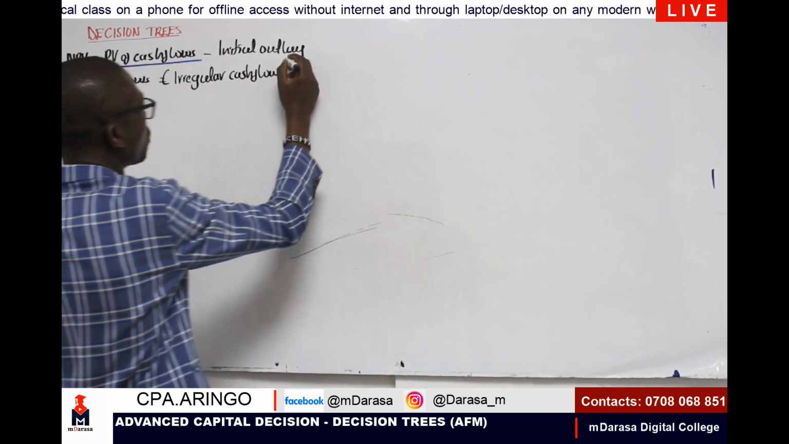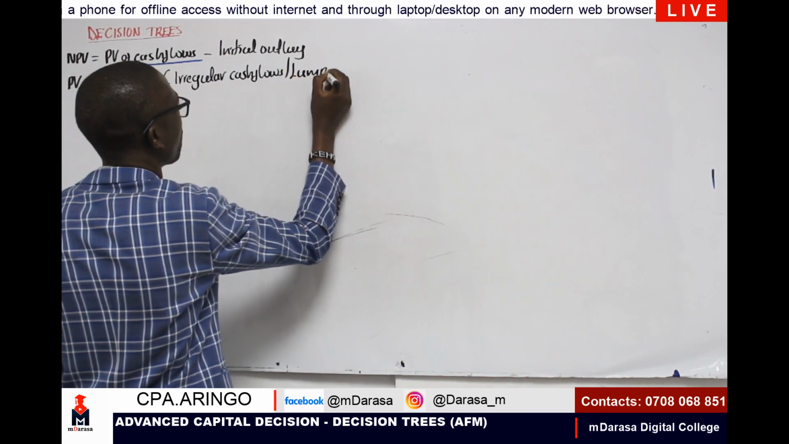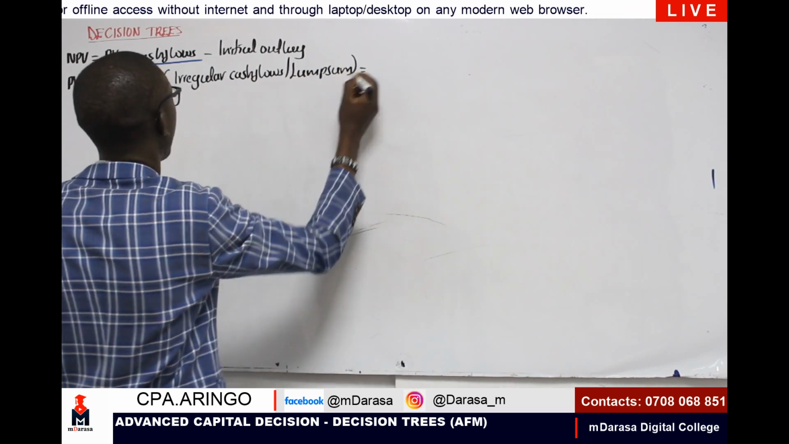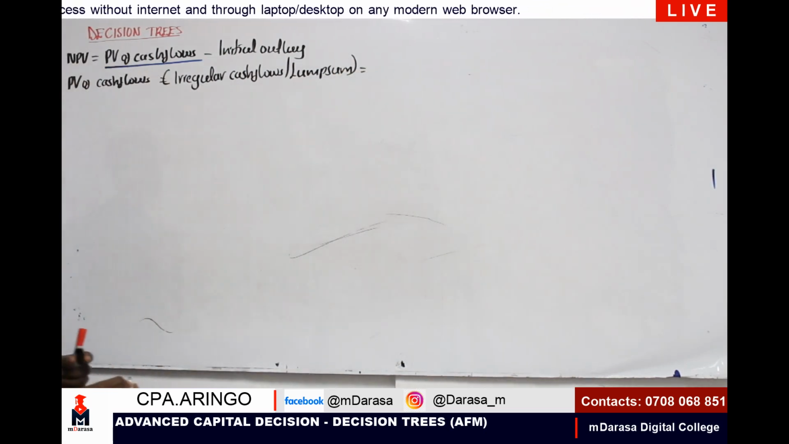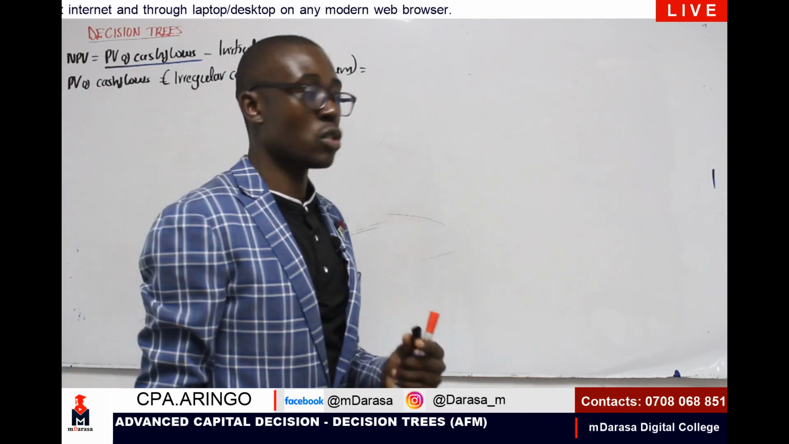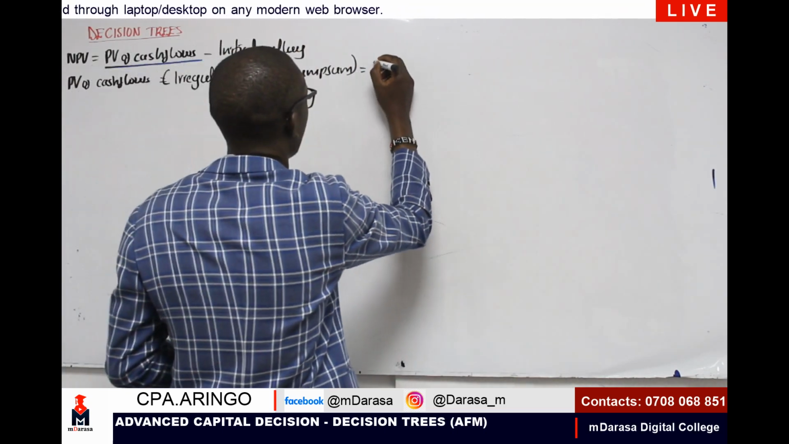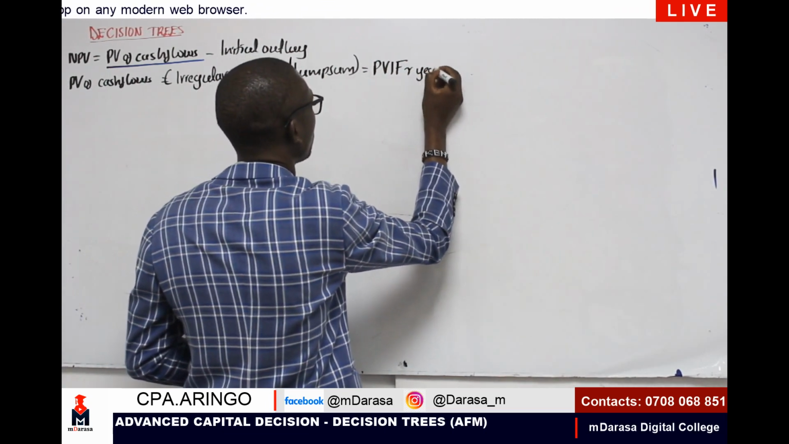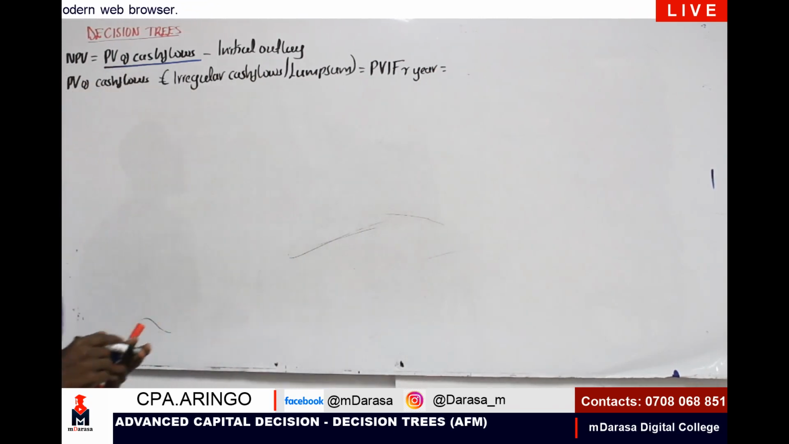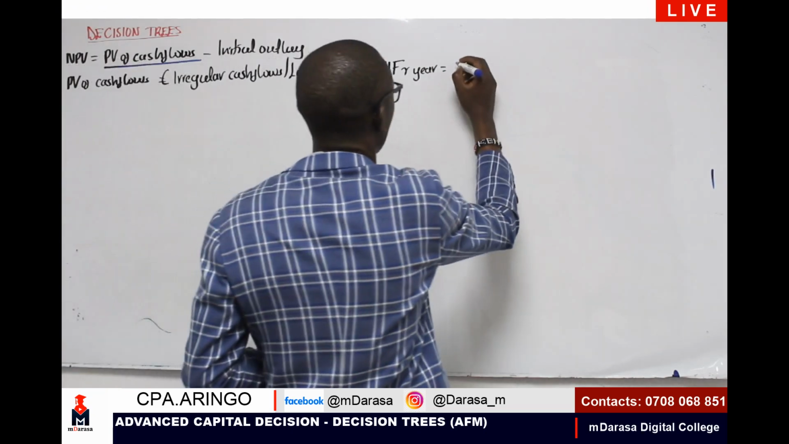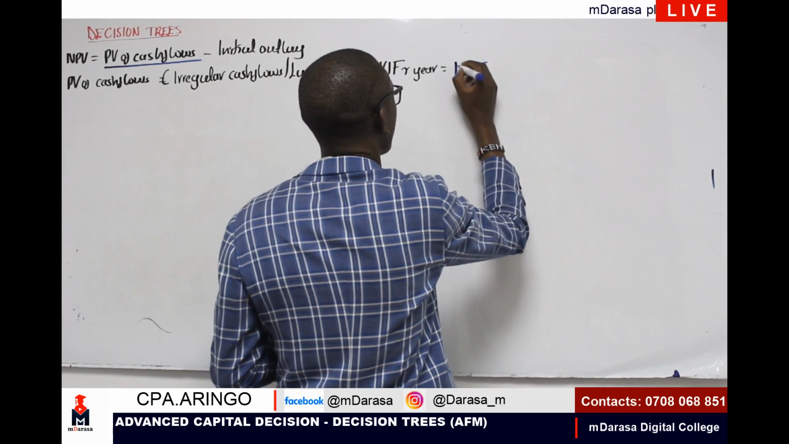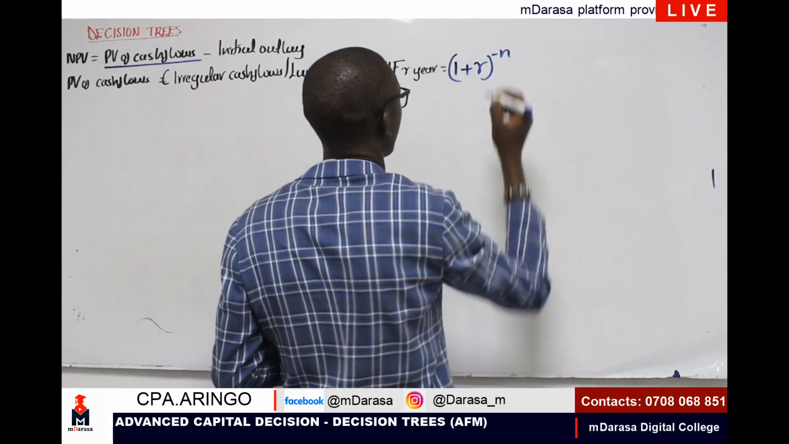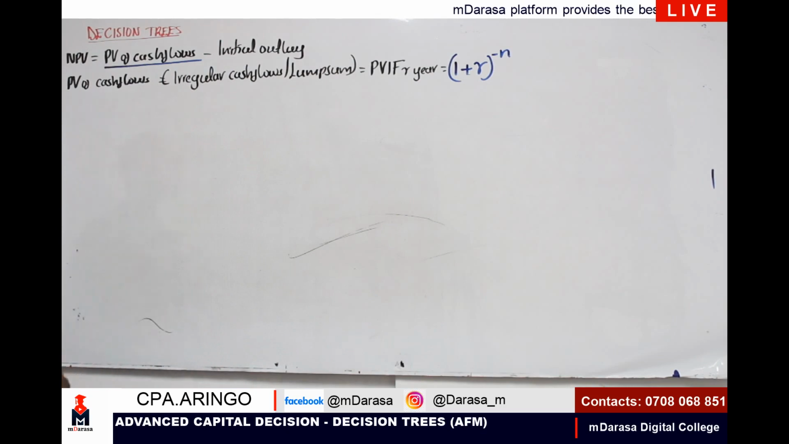Irregular cash flows, also we can term it as what? As lump sum. So when I am dealing with the concept of irregular cash flows or lump sum, for us to determine our discount factor, this is what we must always tend to have: the present value interest factor given the rate and number of years. This one we are going to determine by taking, of course, 1 plus r raised to power negative n. That is how we are going to determine that factor in the event that I'm dealing with irregular cash flows.